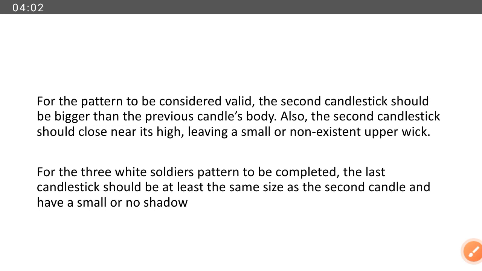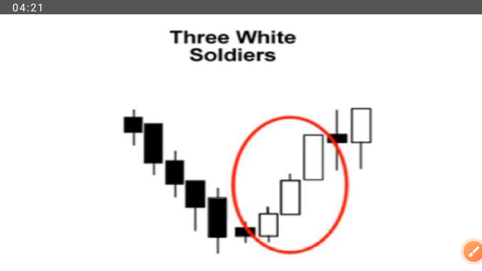Now, what are we talking about here? The 3 white soldiers is a bullish reversal pattern. So what happens? 3 candlesticks appear after a downtrend, after an extended downtrend. Look at it here. This is what I was talking about the other time. This is it here.